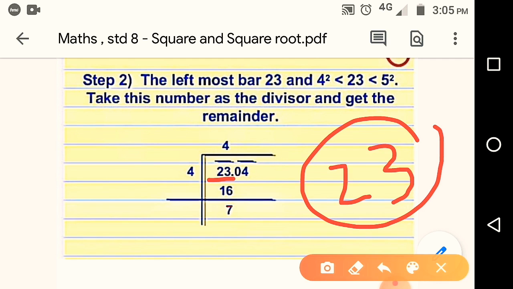We know that 4 4s is 16, so 16 is a square number. If we take 5 5s it will be 25, so we can't take 25, it will be more. So we have to start with 4 4s. Now you can take only a square number. Whatever number you write, that same number should be written here. So 4 4s 16. Now you have to subtract, so 7 will come.